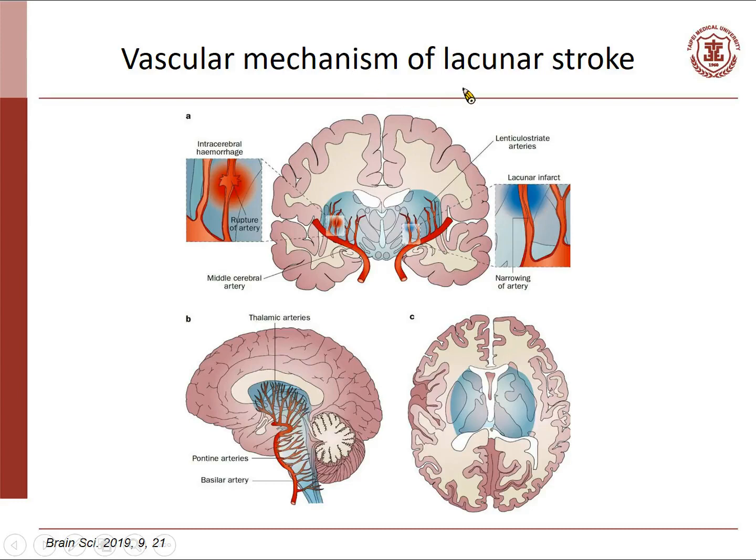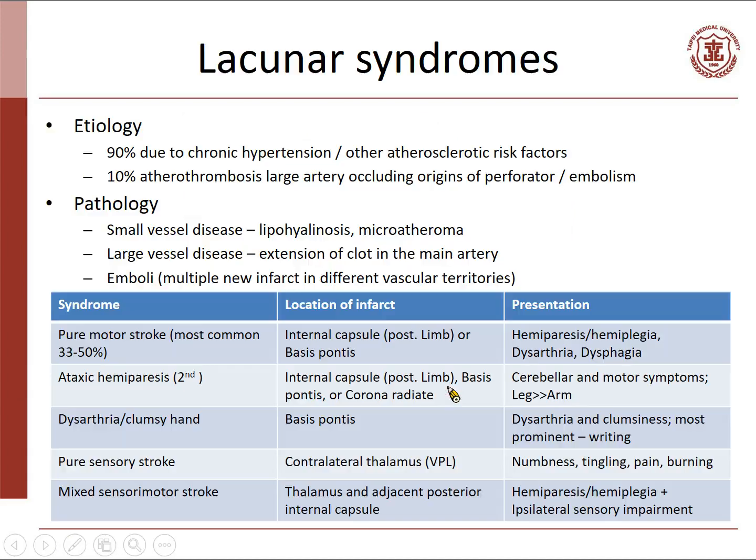So the lacunar stroke, as we have mentioned about small vessel disease, usually occurs in the penetrating artery to the basal ganglia or to the brainstem. There are several lacunar syndromes you may see. The most common one is pure motor lacunar stroke. The patient usually presents with unilateral, one-sided weakness, which can be paresis, or sometimes with dysarthria, dysphagia. The possible location of infarct may exist in the internal capsule, posterior limb, or basis pontis.